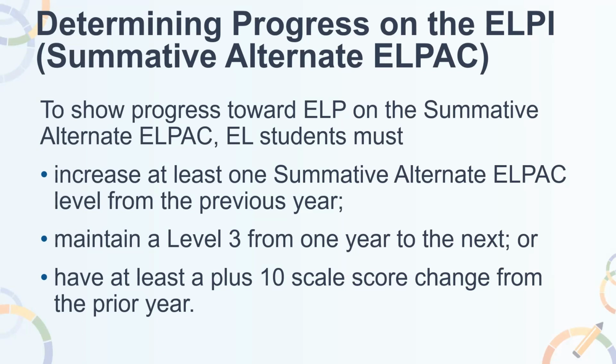Example, in 2022, an EL student taking the summative alternate LPAC had a scale score of 244 in kindergarten. In 2023, this EL student had a scale score of 359 in grade 1. The scale score of 244 in 2022 gets converted to 44, and the scale score of 359 in 2023 gets converted to 59. The difference was calculated between 59 and 44, a scale score change of plus 15.